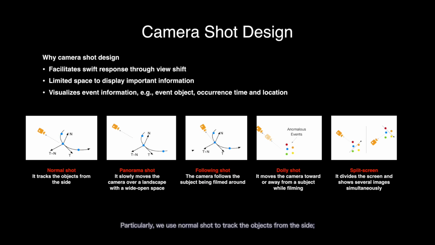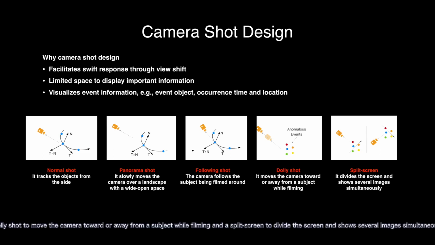Particularly, we use a normal shot to check the objects from the side. A panorama shot slowly moves the camera over a landscape with wide open space. A following shot follows the subject being filmed around. A dolly shot moves the camera towards or away from a subject while filming, and a split screen divides the screen and shows several images simultaneously.